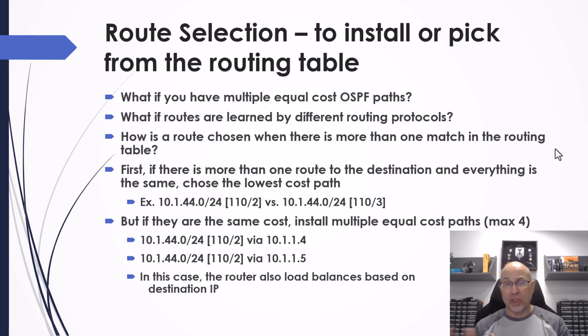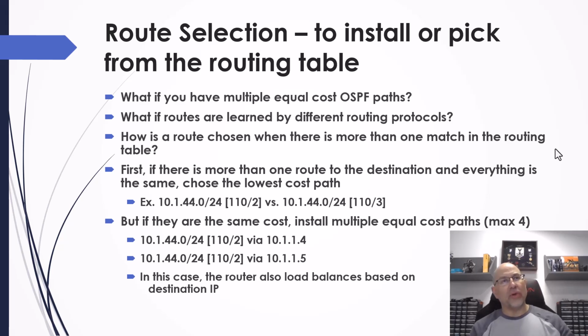Okay, so let's take the first one. If there's more than one route to the destination and everything is the same, meaning that the prefix length is the same and you learn them via OSPF, right? So those two things are the same. Then the last thing to check is what's the metric? If the metric is 2 for one of the routes and 3 for the other one, well, 3 is a worse route. It's a bigger cost to the destination. And so the one that we would use or the one that we would install would be, in this example, 10.1.44.0/24, admin distance of 110 and a metric of 2.